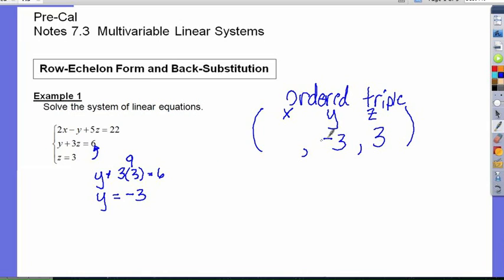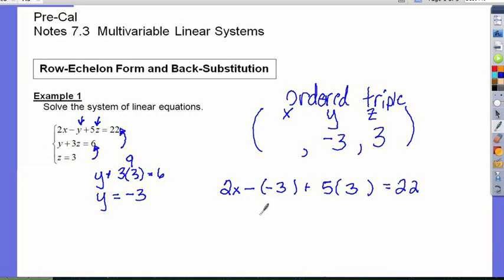So if I know that y is negative 3 and z is positive 3, then I can now come back up here to this top equation and I can plug in for z and for y, and I can find out what x is. So let's do that over here. 2x minus, and in place of y, always put parentheses when you substitute. In place of y, I'm going to put negative 3 plus 5, and in parentheses, because I'm going to plug in for z, that's 3, equals 22.